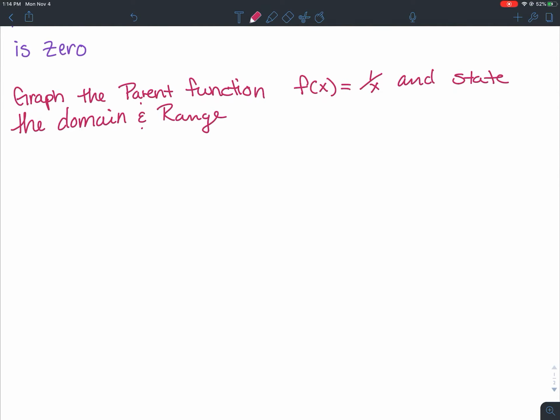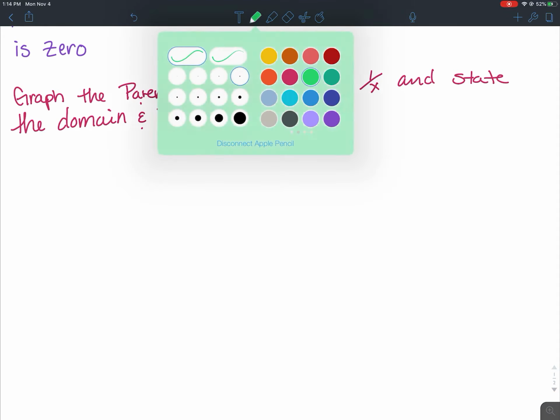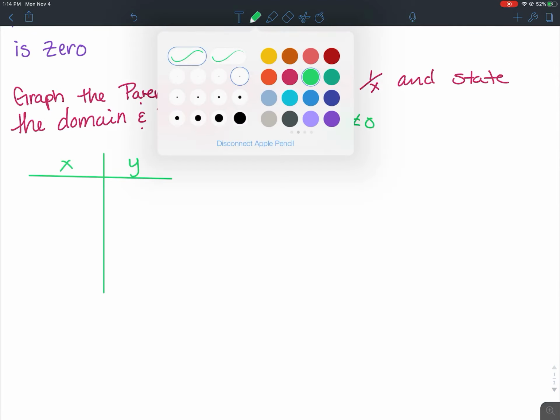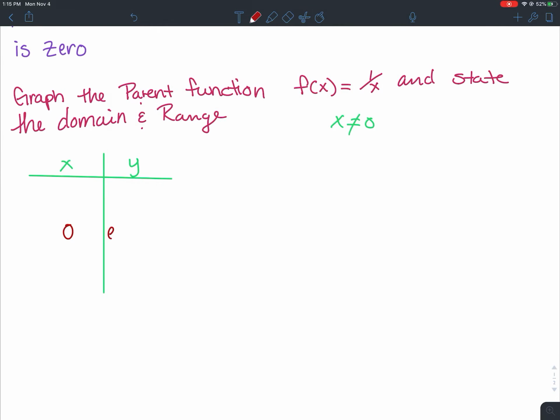If we just look at where it causes issues, let's make a table. We know that x cannot equal 0 because you can't divide by 0. That's not okay. It would be undefined. And this one's easy because there's no plus or minus or any of that stuff. So x can't be 0. So 0 is where my error is happening.